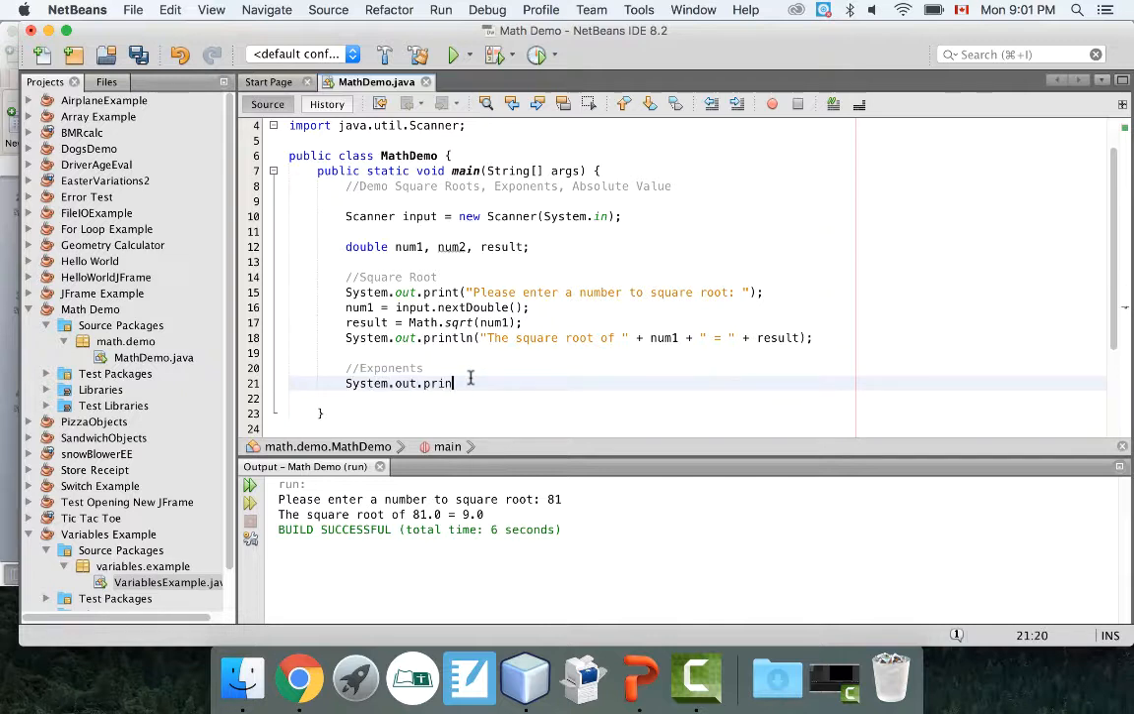System out print. Please enter a base. And then we'll say num1 equals input.nextDouble again. And we'll do the same thing. Please enter an exponent.